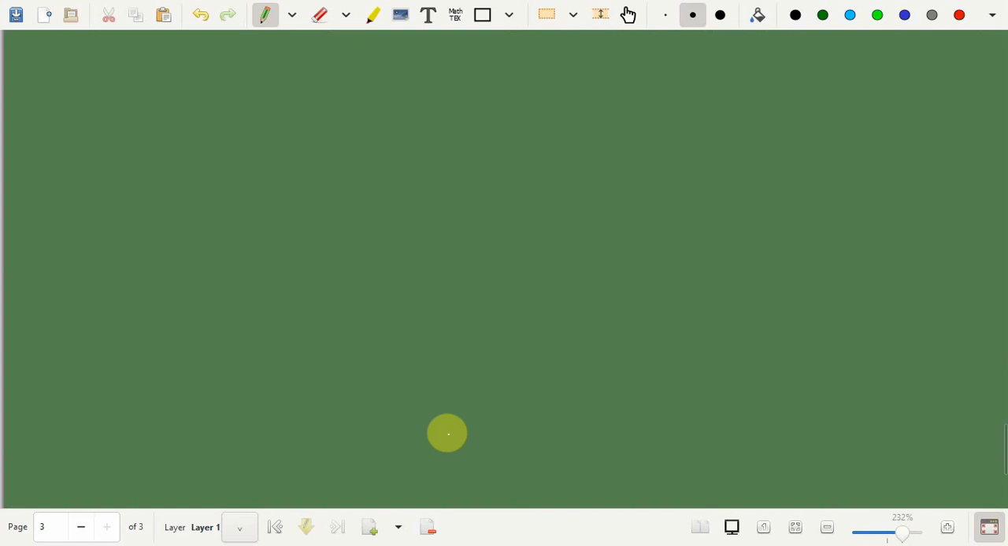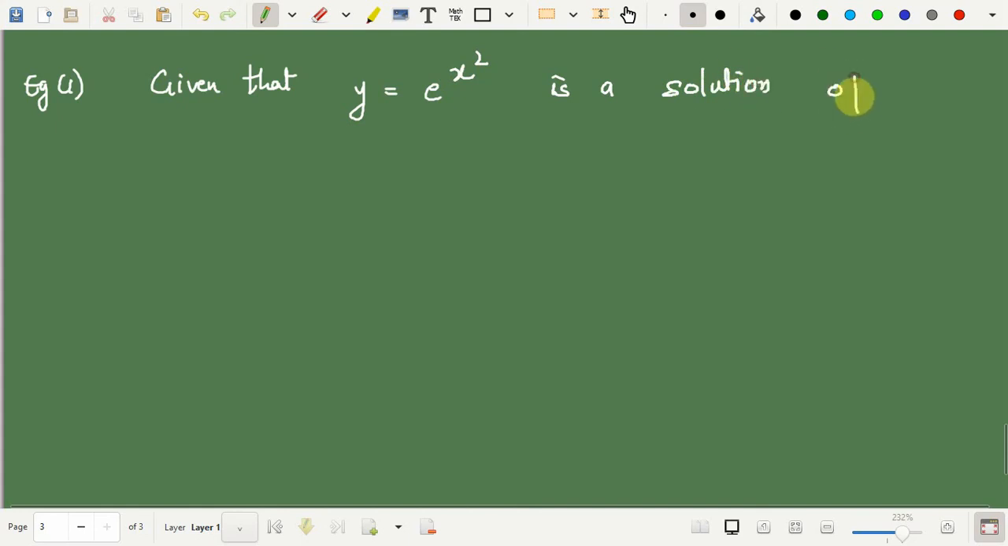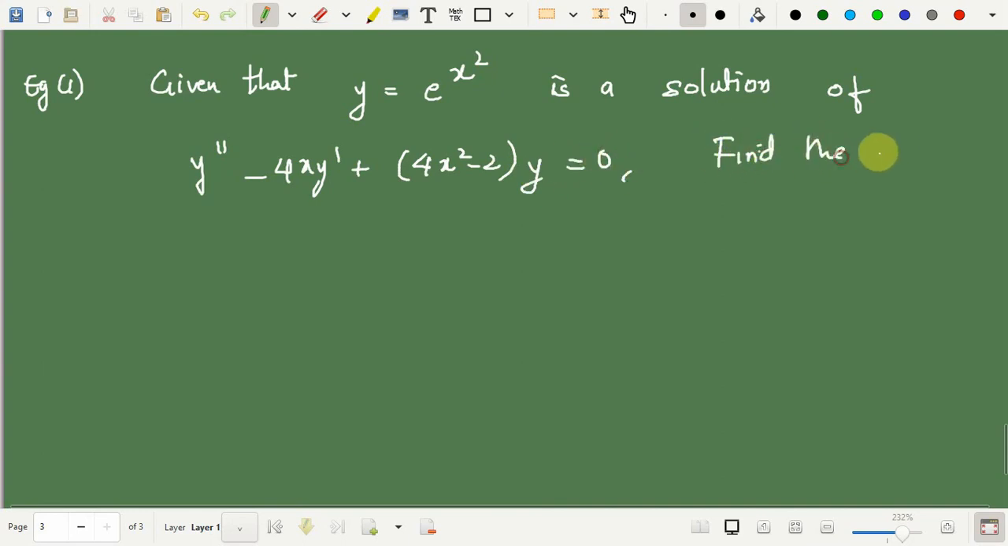Let's see one example to end this session. Example 1: given that y is equal to e raised to x squared is a solution of y double prime minus 4x y prime plus (4x squared minus 2) times y is equal to 0. Find the general solution.